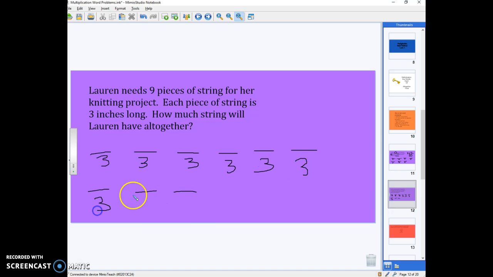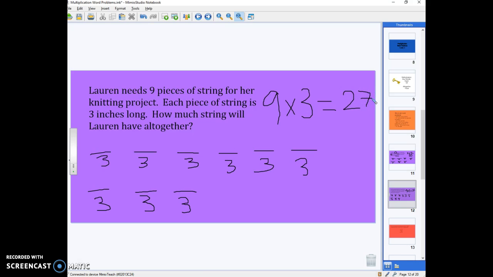You could also look at this as like equal groups. I could circle each of these numbers and I would have 9 groups of, or each has 3 inches in it. 9 groups of 3. So it's just 9 times 3. Count by threes. 3, 6, 9, 12, 15, 18, 21, 24, 27. 9 times 3 is 27.